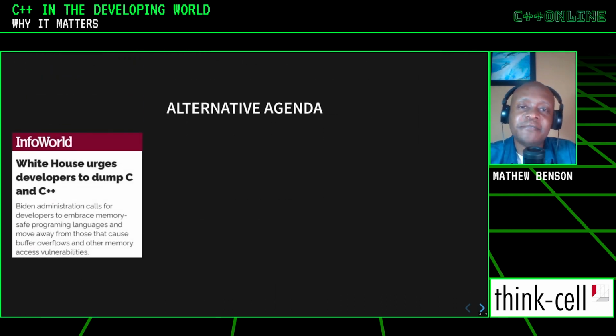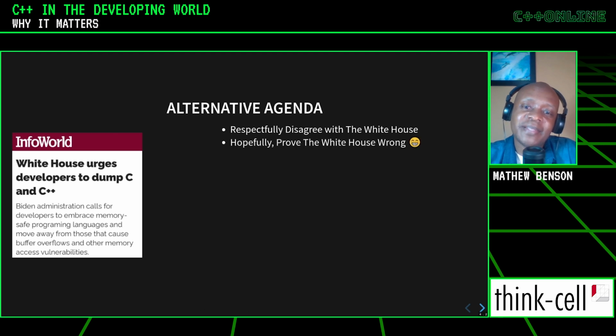As an alternative agenda, at the very least, I hope to address this new development with the White House urging developers to dump C and C++. I don't so much mind them urging us to dump C. It's the C++ I hope to respectfully disagree with, and hopefully prove them wrong, or at the very least start a conversation that will drive or change this trend.